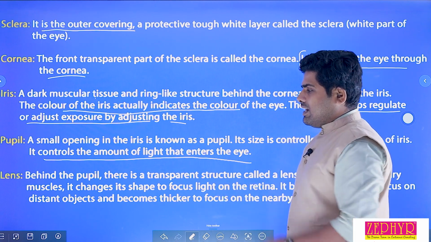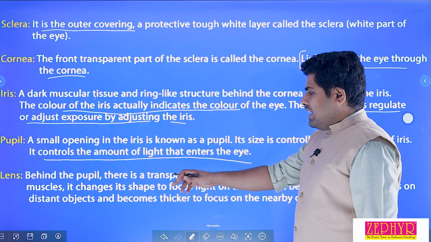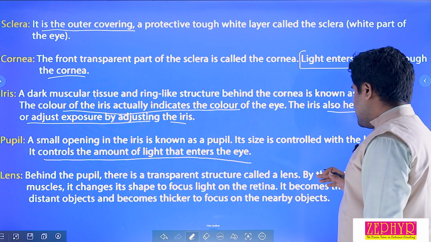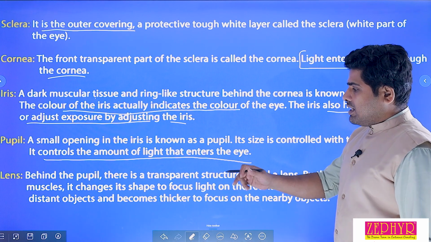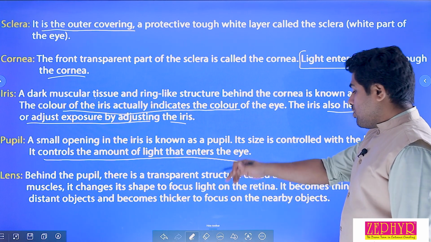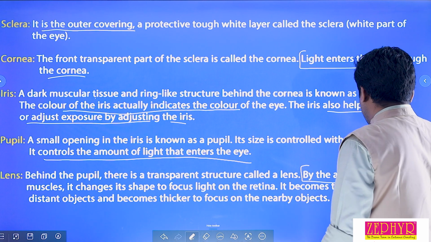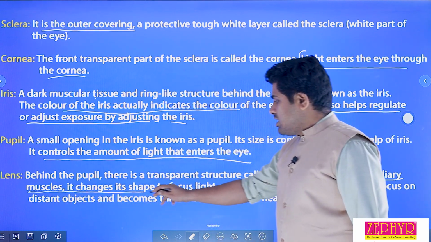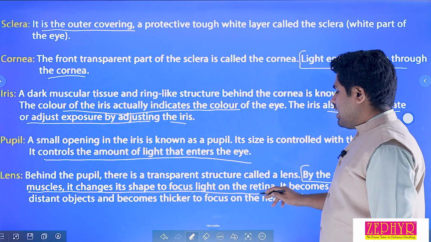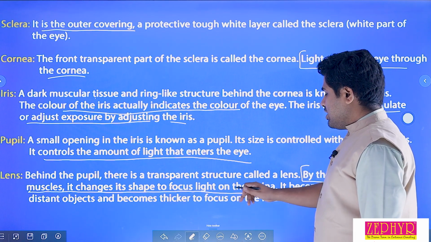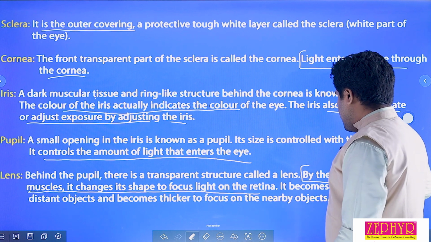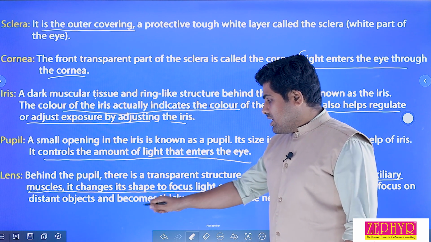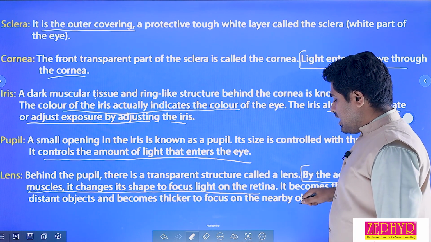Then lens. Behind the pupil there is a transparent structure called a lens. By the action of ciliary muscles, it changes its shape. This is a very important point. By the action of ciliary muscles, it changes its focal length to focus the light on the retina. It becomes thinner to focus on distant objects and becomes thicker to focus on nearby objects.